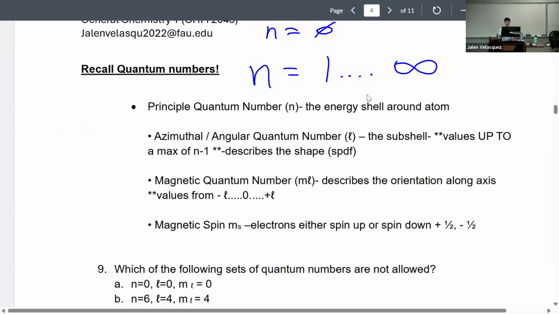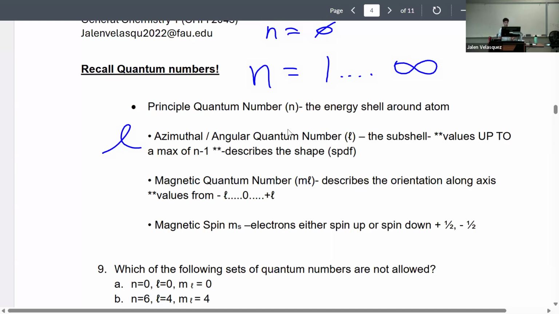All right, the next quantum number is the azimuthal or the angular quantum number. So it goes by either of these names. And the angular quantum number is denoted by the letter L. So we usually use this script L. So the angular quantum number is describing the shape of the subshell, right? So remember our shapes. We have S, P, D, and F subshells, right? And they all have their own respective shapes, right?